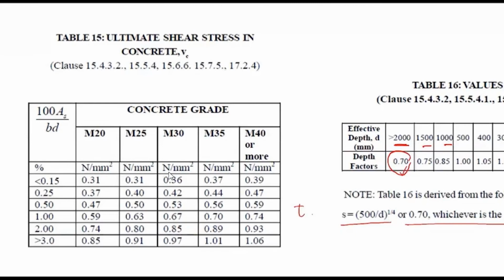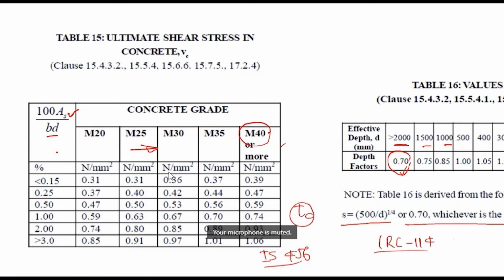Okay, it will depend on the area of reinforcement over bd, so the percentage of reinforcement and the grade of concrete, and the maximum value is restricted up to M40. That is similar to IS 456. In IRC 114, this grade is restricted to M60.